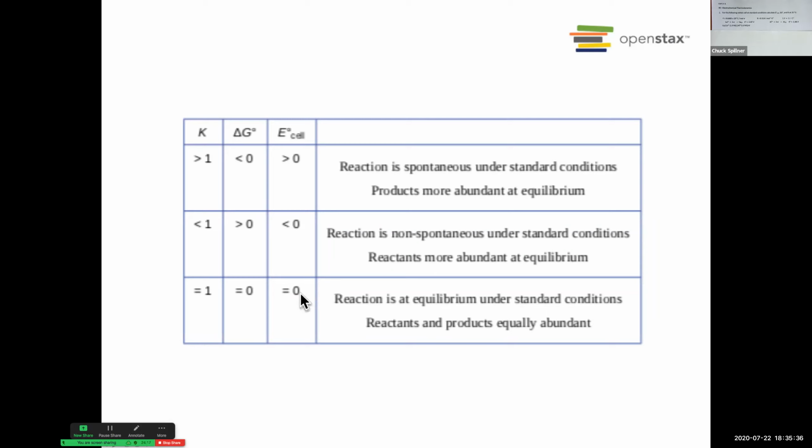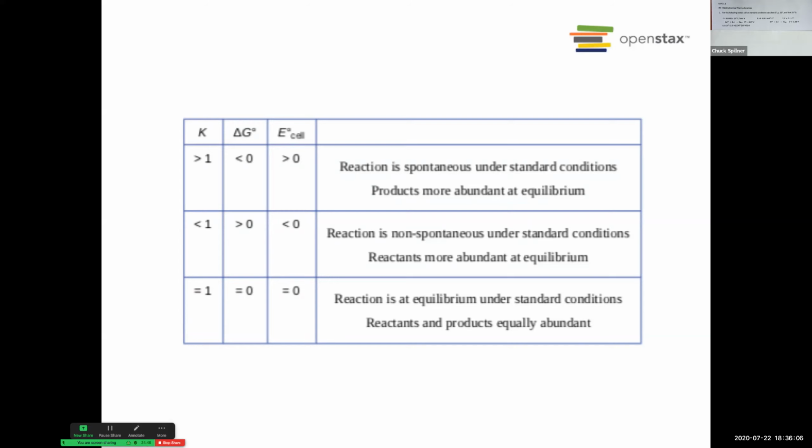The chemicals are still there, but they're at equilibrium, and so there's no more electron flow from the anode to the cathode. So when the cell reaches equilibrium, electron flow stops, the chemicals are still there, but they're in equilibrium, K is equal to 1, and the free energy change is 0, and the cell potential is 0.